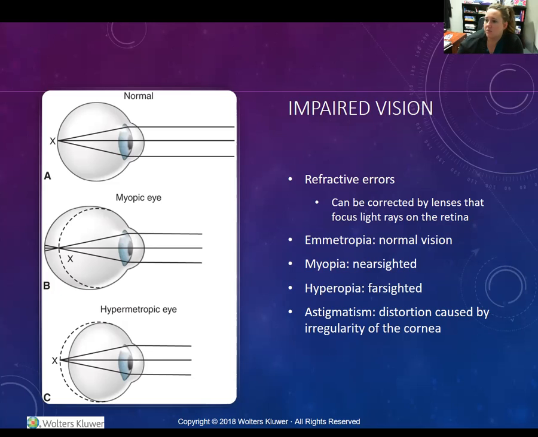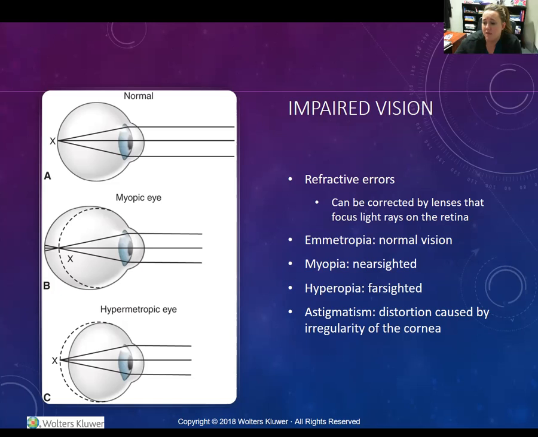So some people have deeper eyeballs, in which case a distant visual field focuses in front of or short of the retina. So those with myopia are said to be nearsighted and have that blurred distant vision, and other people have shallower eyeballs, in which case the visual field focuses beyond the retina. Those with hyperopia are said to be farsighted and have adequate distance vision but blurry near vision because of the shape of their eye.